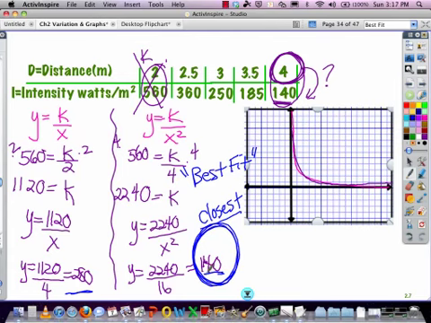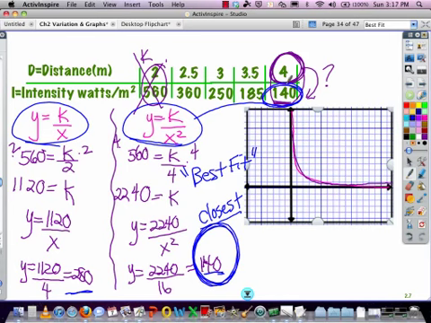So 280 was what we were supposed to get if it was inverse as x, and 140 is what we got when it was inverse as x squared. And since that one matches, then we know our equation is y equals k over x squared and our best situation. So write the mathematical model that best describes your situation. We already found our k value. Our mathematical model is going to be 2240 divided by x squared. That would be the mathematical model.